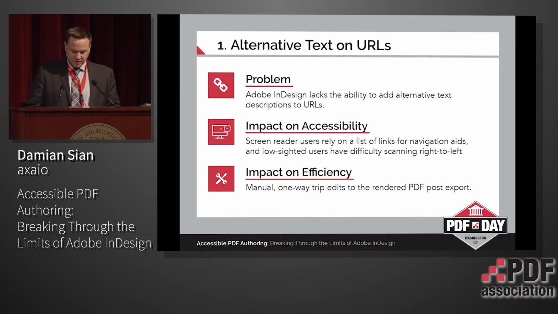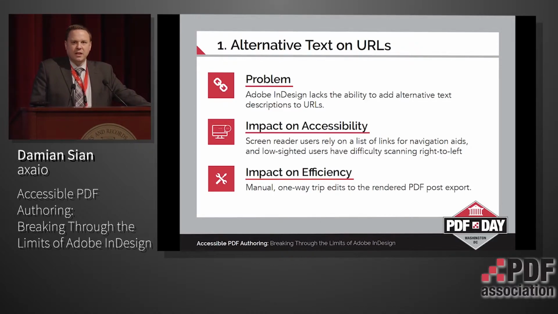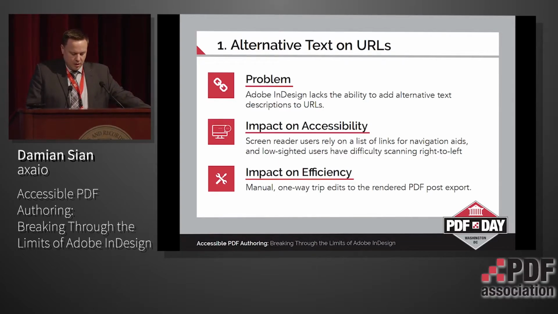So let's get started. The first thing I'll bring up is putting alternative text on URLs. The problem is Adobe can't do that. Adobe InDesign cannot take a piece of text content and apply a piece of metadata on there. And why is that a big deal? Who would benefit from being able to do that?